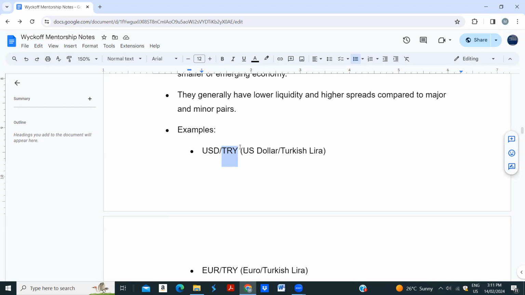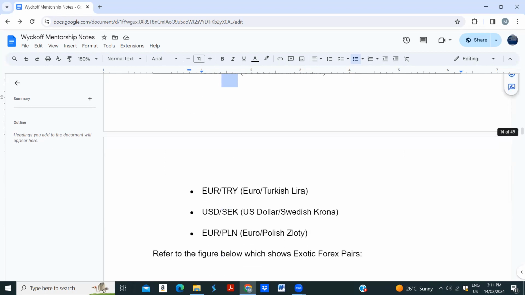When we combine the currency of a major economy of the world and the currency of a non-major economy of the world, what do we get? We get an exotic currency pair. So for example, euro and TRY. Euro is a major currency. TRY does not belong to a major economy. It is a second class or third class economy, a second world or third world economy. So we call it Euro Turkish Lira, Euro TRY. This is an exotic currency pair.